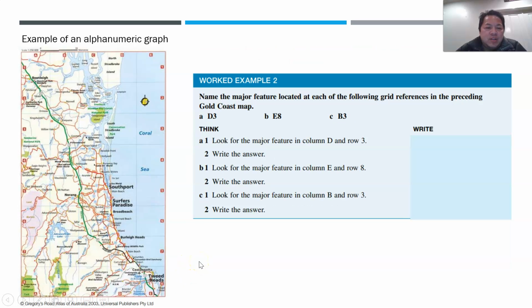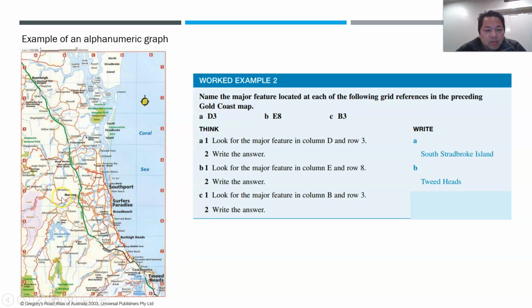Next one, you're supposed to find the location. If it's D3, where's D3? D3 is somewhere around here. Since you have Stratford Island, isn't it? Yes, Stratford Island. And then where's E8? E8 is somewhere around here. So Tweed Heads is there, isn't it? And what about B3?